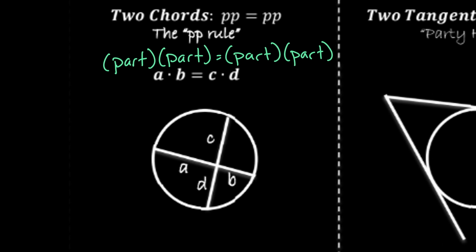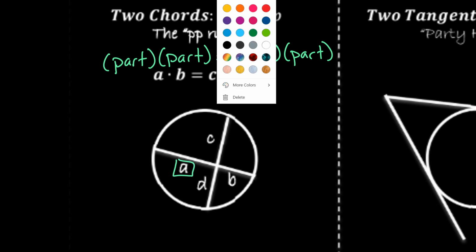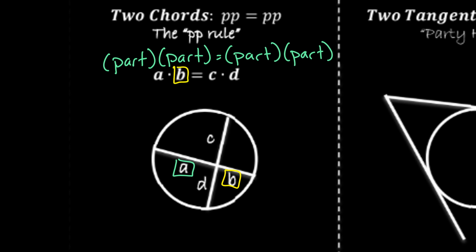So here we have A times B, so that's one side of the chord times the other side of the chord, equals C times D. So that's again the other chord. So if I take one chord, multiply its parts, and set it equal to the other chord's parts multiplied together, I can solve for variables. This will work on any chords that you see intersecting in a circle.